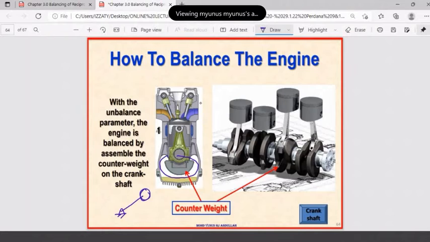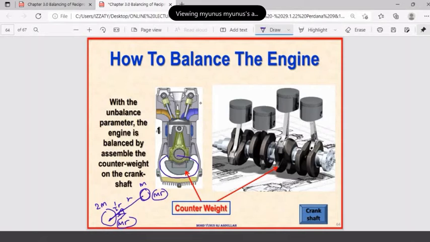But in the opposite direction. As long as the magnitude is mr, and this one also mr, it doesn't matter how big the mass is and how long the crank will be. Supposing this one is r and this one is m, this one could have 2m but half r, isn't it? It doesn't matter as long as you have this one mr and this one also mr. Okay, but of course this one we have only one cylinder.